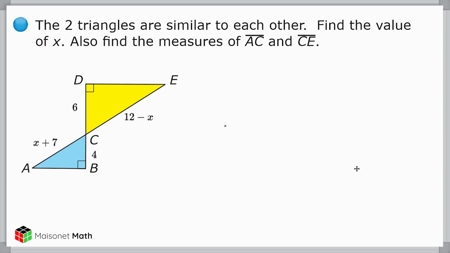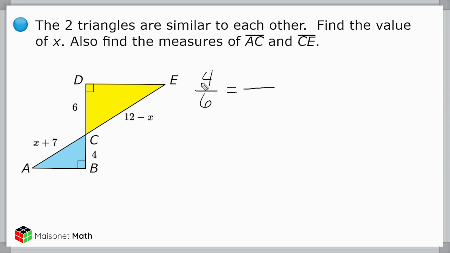So what we're going to do here is set up a proportion to start. We're going to find corresponding sides and write those as ratios. For example, the height of this blue triangle is 4. And we're going to compare that to the height of the yellow triangle, which is 6. So we could say that the ratio of their distances is 4 to 6, which could be reduced to 2 to 3. And we know that is going to be equal to the comparison of another pair of corresponding sides.